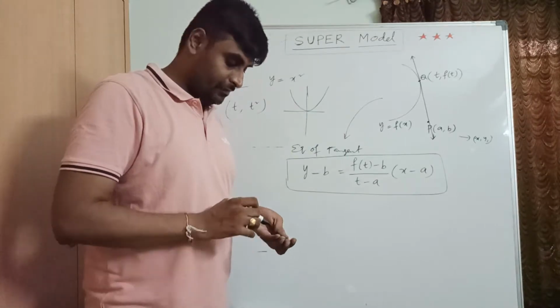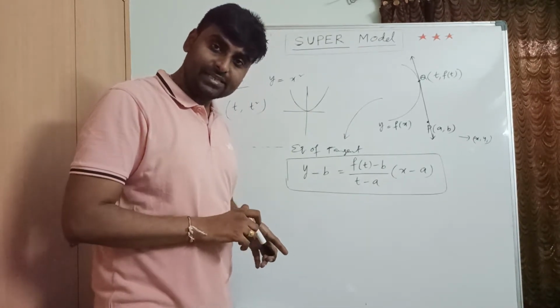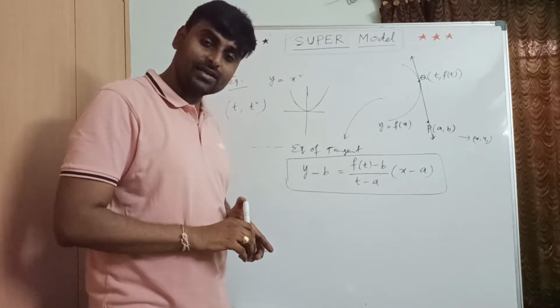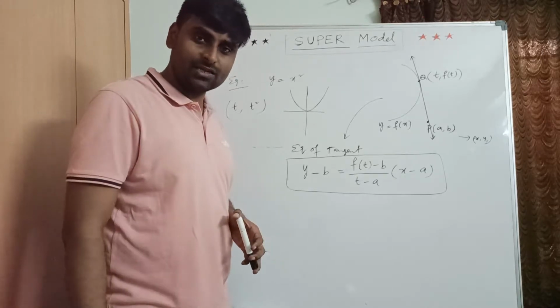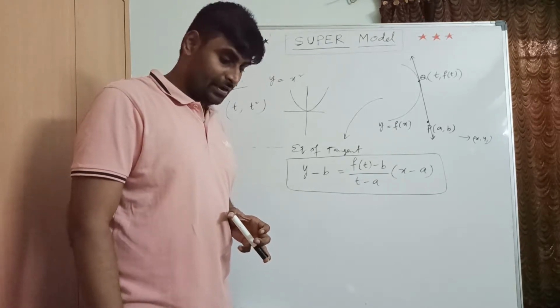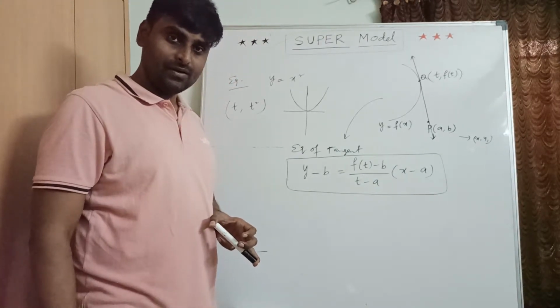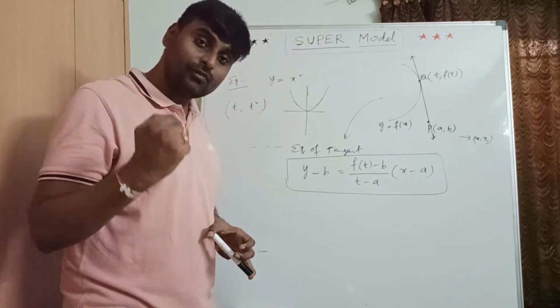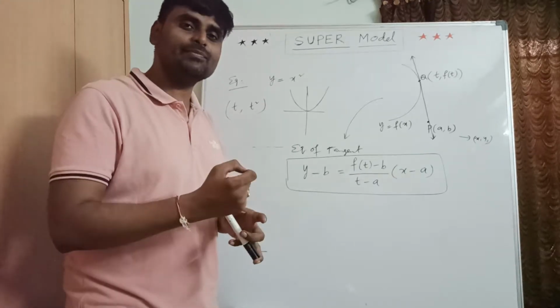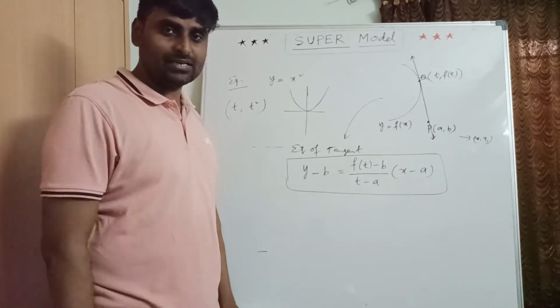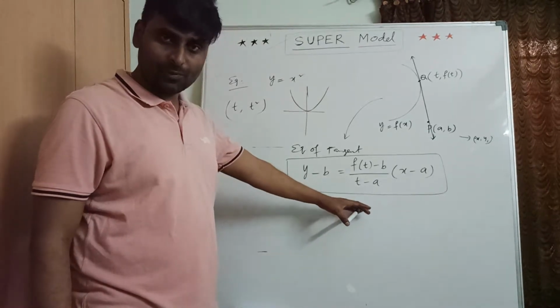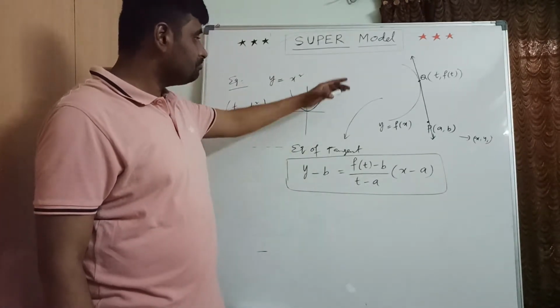And as we have discussed one more thing, whenever the tangent is parallel to the x-axis, what is the condition? dy by dx equals 0, slope equals 0. Whenever the tangent is parallel to the y-axis, then dx by dy equals 0. That also we have discussed in the previous model problems. So make a note of it.